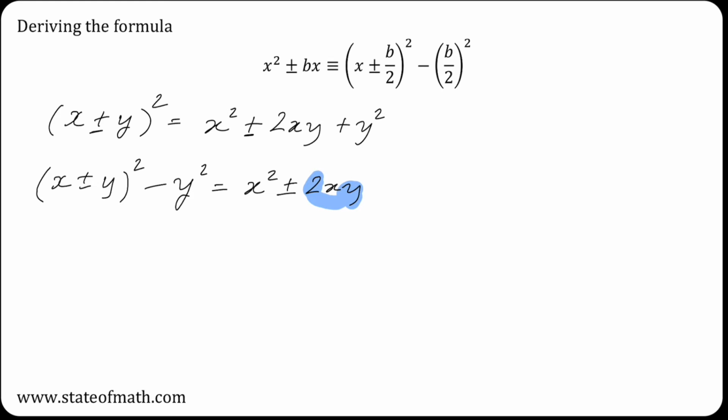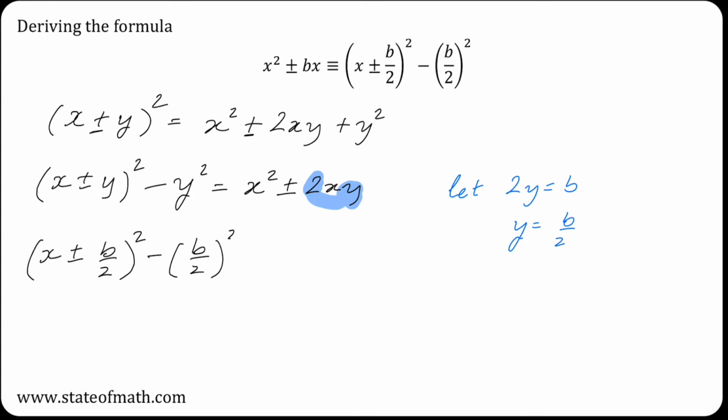Now I'm going to replace the 2y with another letter. This letter will be b. So I'm going to say here, let 2y is equal to b, which means that y is equal to b over 2. So this formula now becomes x plus or minus b over 2 squared minus b over 2 squared is equal to x squared plus or minus bx, and that's how I derive this formula. Now that I have explained how to derive this formula, let's go and have a look at the first example.